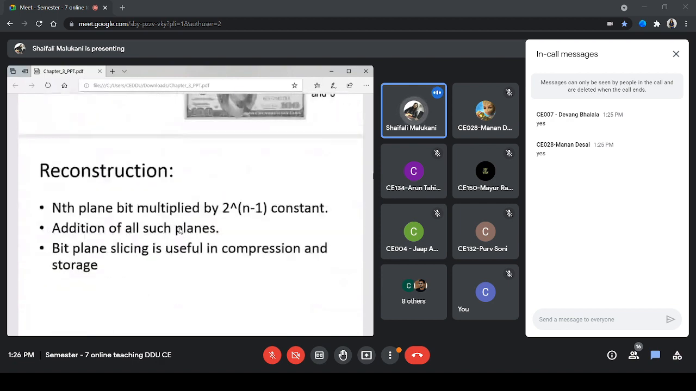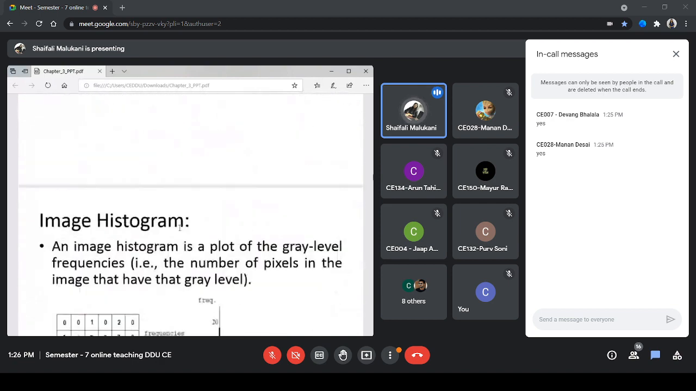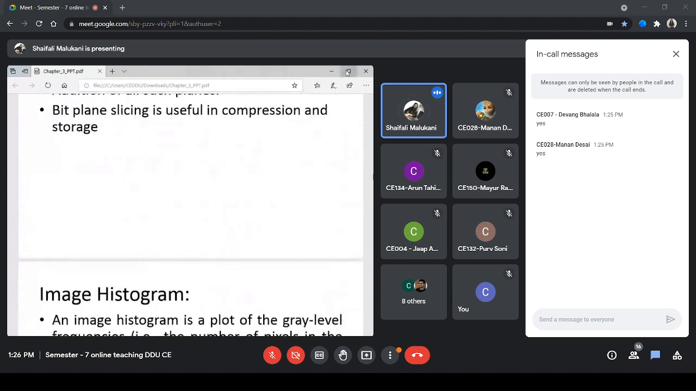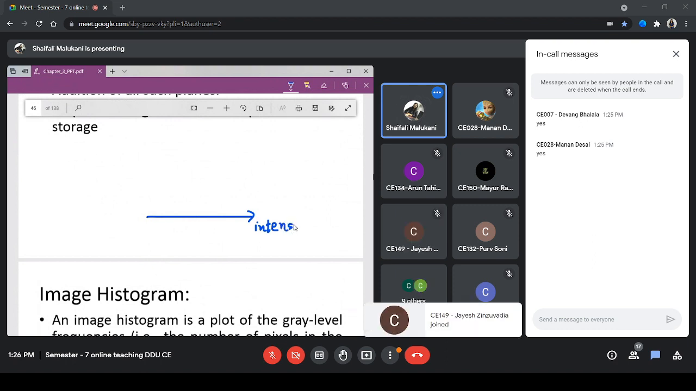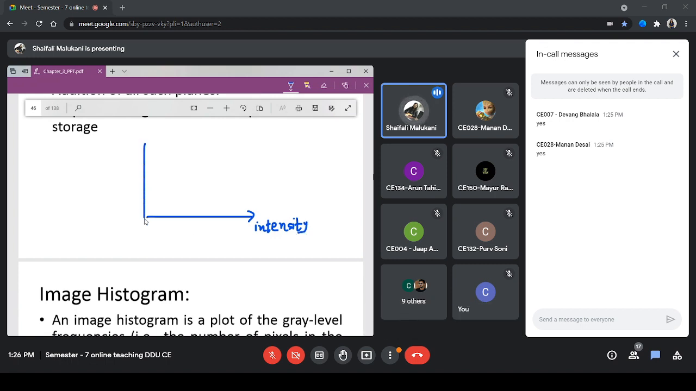Histogram is what? It is a graph. It is a plot where on the x-axis we have the number of intensity levels, right, your intensity. And what about the y-axis? On the y-axis, we are going to plot the frequency of it.